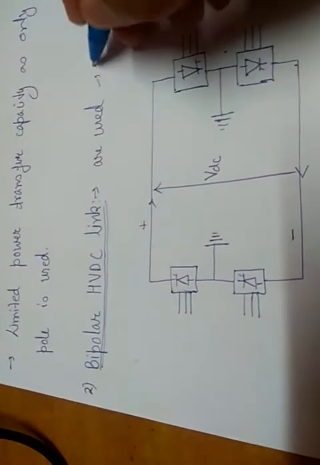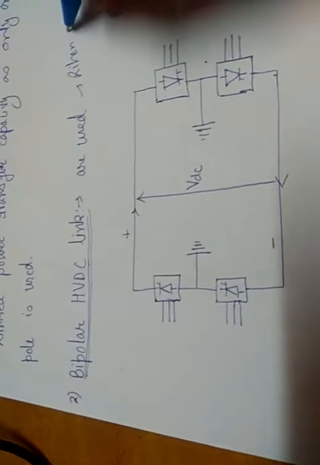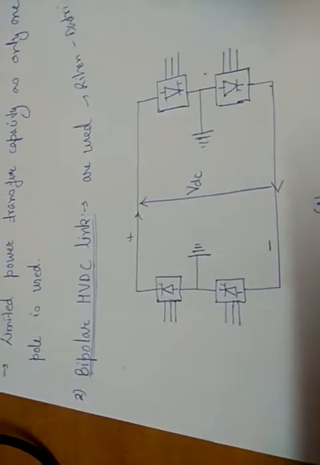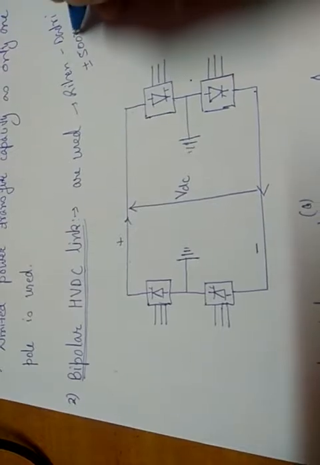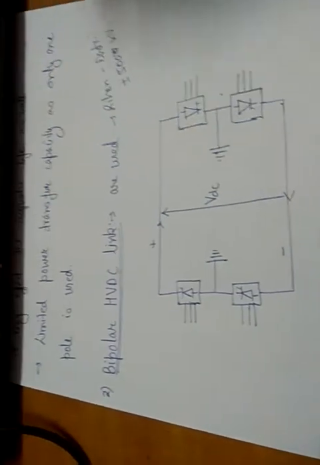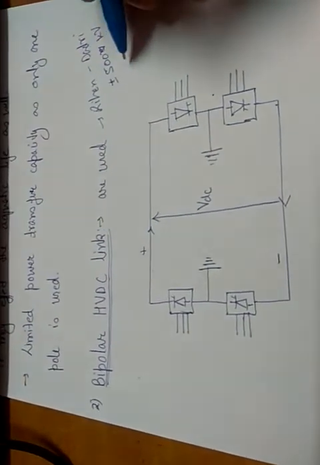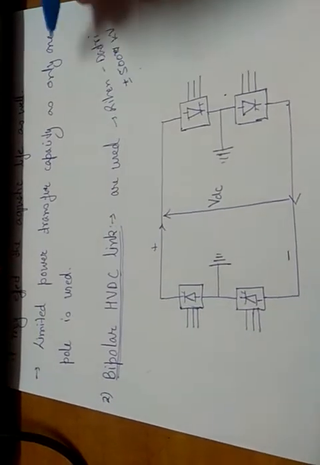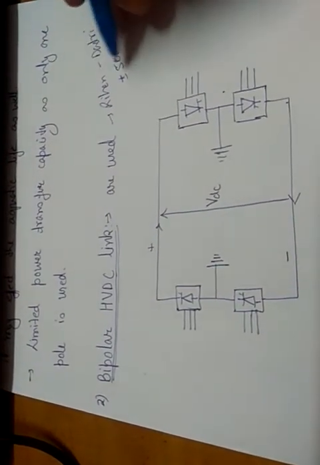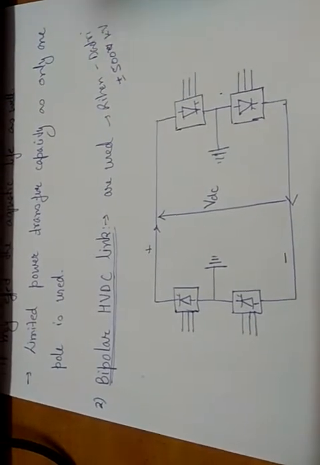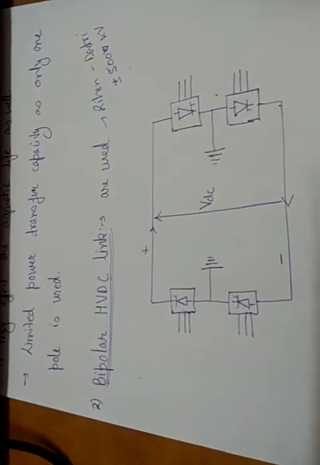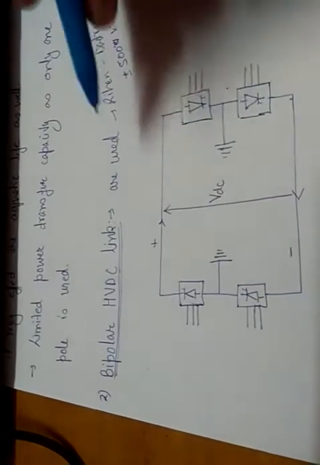Like we have the Rihand-Dadri HVDC link. I think it is operating at plus minus 500 kilovolts, sorry. Plus minus 500 kilovolts means the voltage can be changed from minus 500 to plus 500. So if you see, it will be 1000 kilovolts: minus 500 to 0, and from 0 to plus 500, it is 1000 kilovolts. So bipolar HVDC links are preferred.